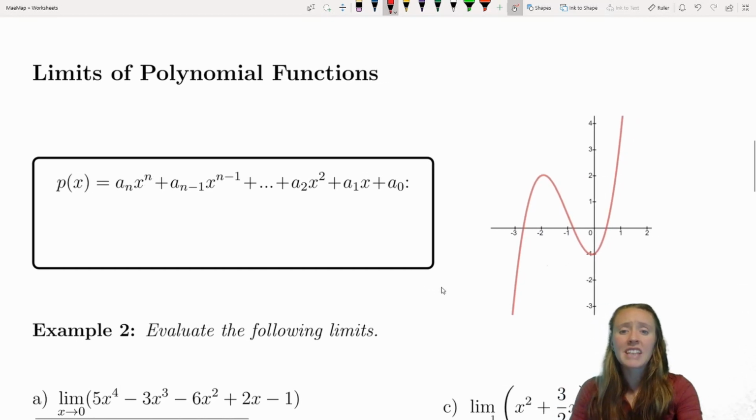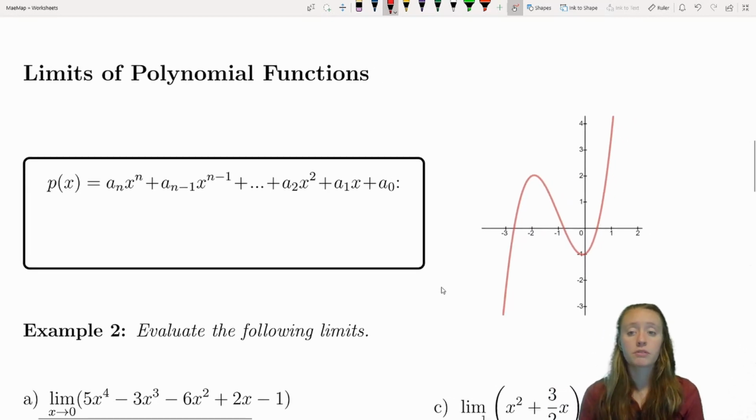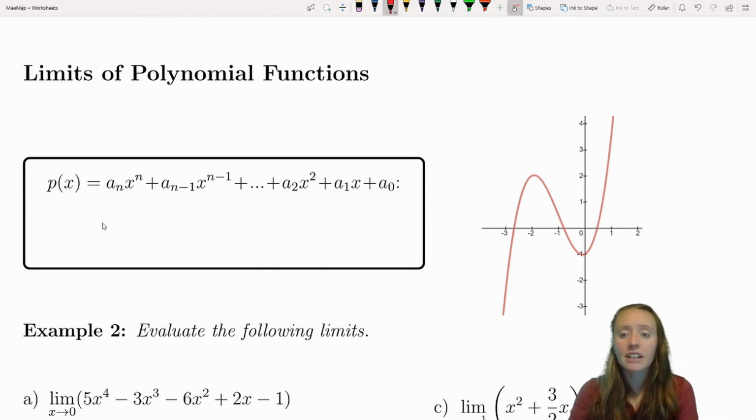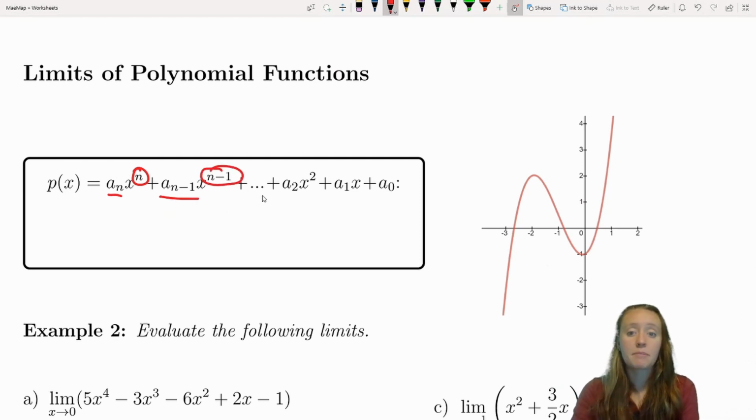Now we'll move on to taking limits of polynomial functions, where polynomial functions are some coefficient times x to an integer n, to some positive integer n. So you can see here I kind of wrote out a basic definition. We have some coefficient, a sub n, and there's x raised to the n. The next coefficient, a sub n minus 1, x raised to the n minus 1.